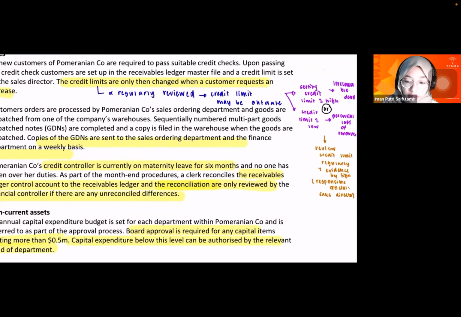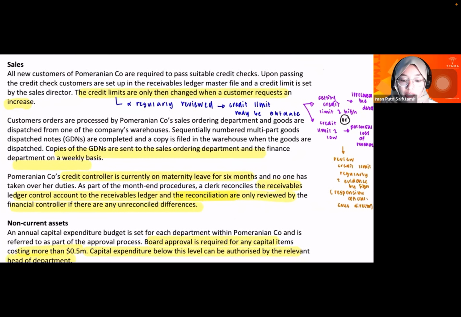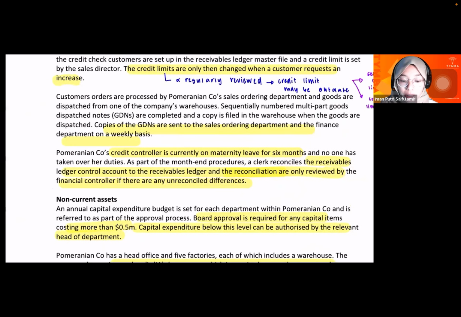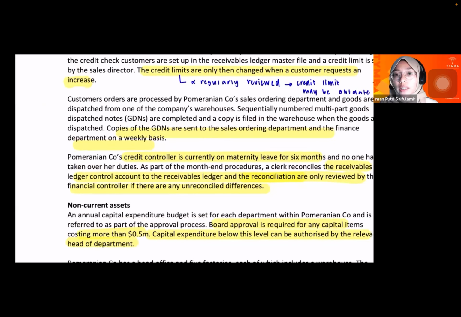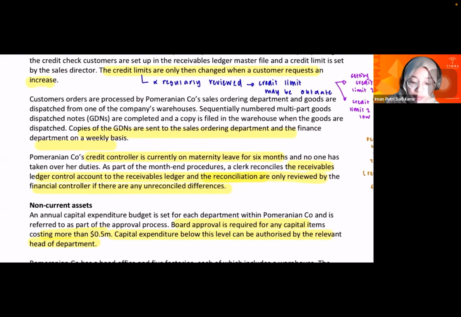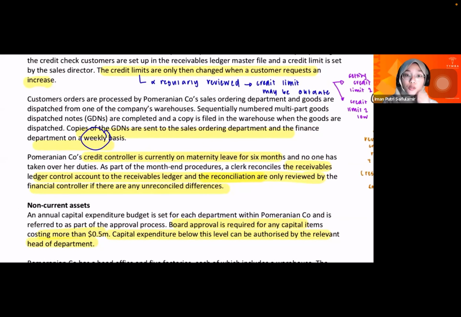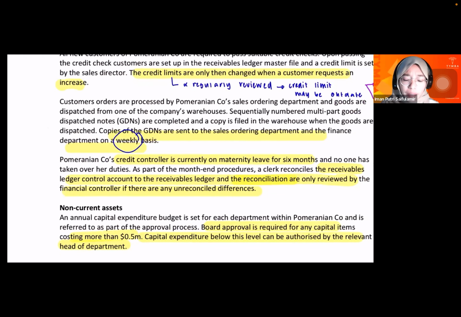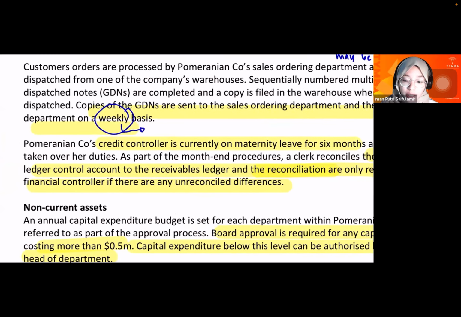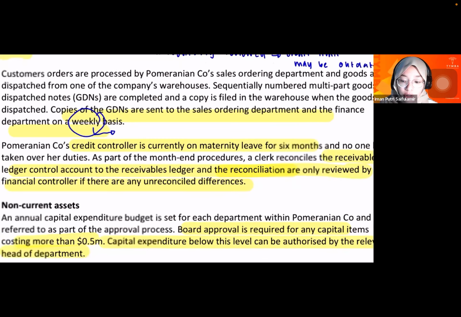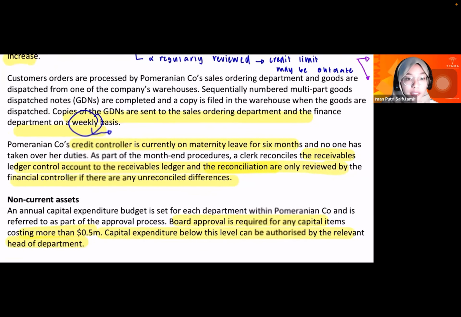The second point, okay, copies of the GDNs are sent to the sales ordering department and the finance department on a weekly basis. So in this sentence here, what is incorrect about this statement? Okay, which word in this sentence? Yeah, it's weekly basis. So it is supposed to be sent on a daily basis, correct? So right now, let's talk about what is the implication of them sending this on a weekly basis.